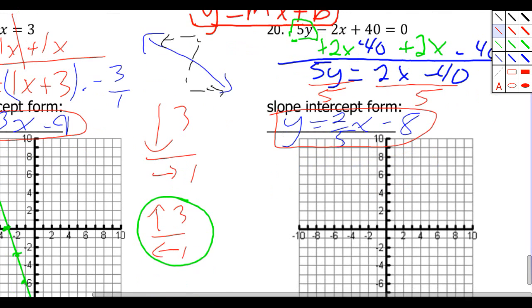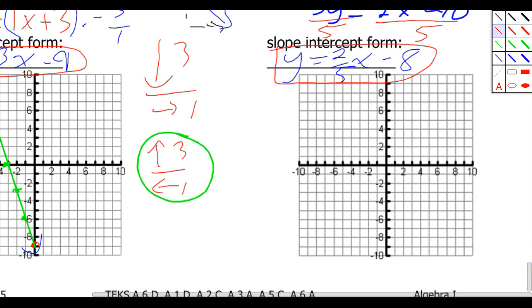So my starting point is -8 on my y-axis, and then 2/5, so up 2 to the right 5, or down 2 to the left 5. Let me just start going the other way. Down 2 to the left 5, I get a point right there. Now just to show you that that actually is on the line, I'll go up 2 to the right 5, and they all end up on that same line. And there we have it.